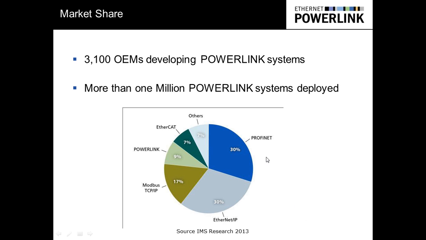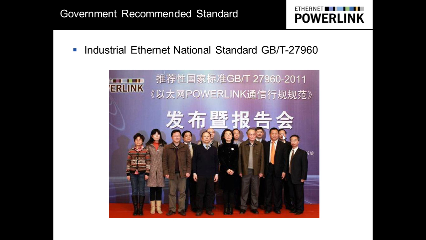So the majority of the real-time market is right here, and that's basically where you see people using EtherCAT and POWERLINK. In China, there is a government standard. It's kind of like an IEEE standard, but it's a Chinese government standard, GB/T. GB on its own means that it's government recognized. GB/T means that it's government recommended. So in 2011, POWERLINK became a GB/T standard, and that's the standard number here.